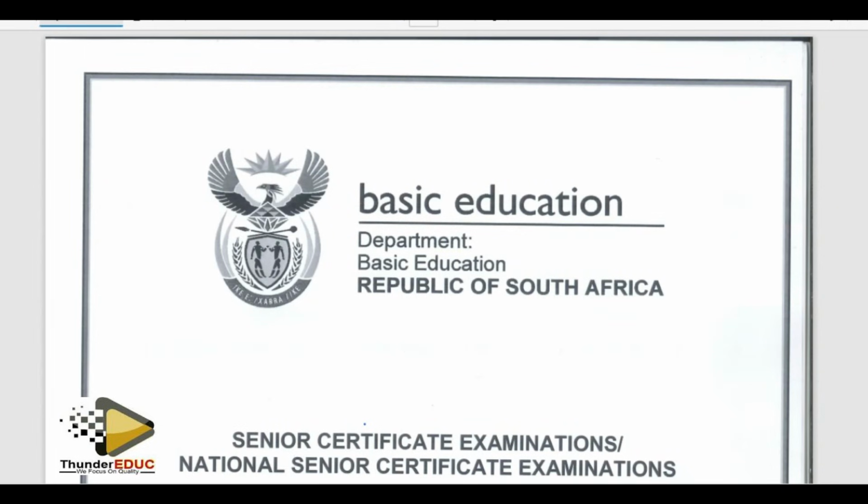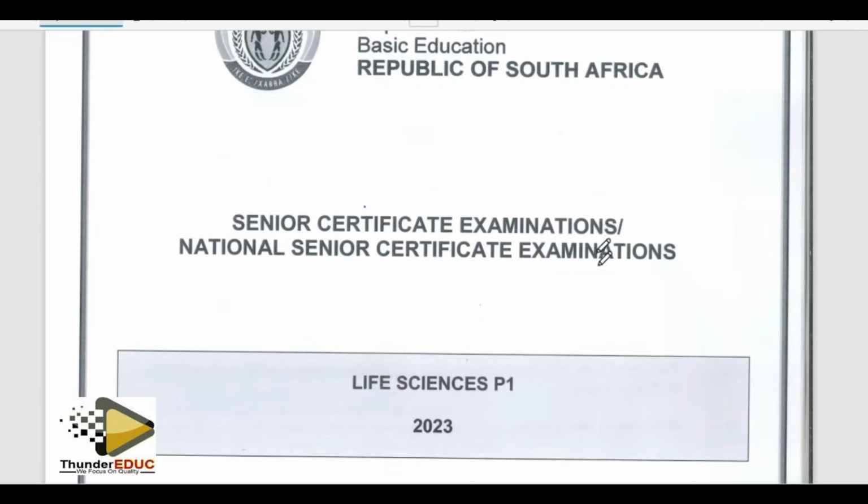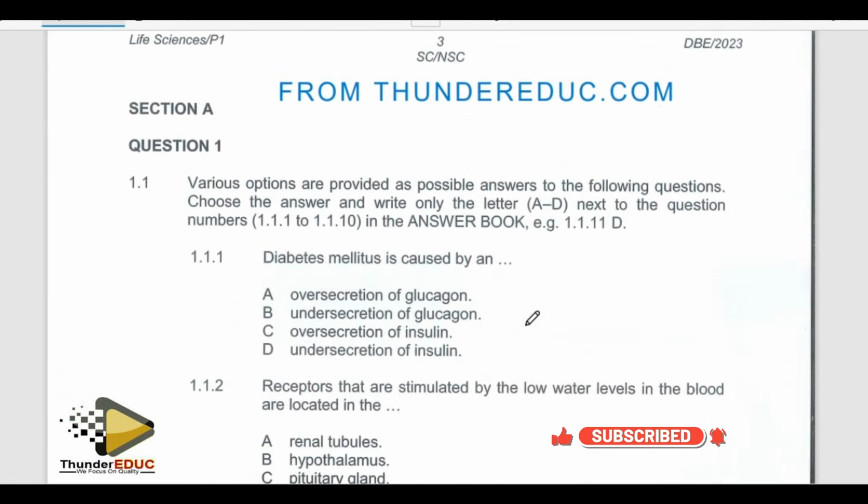We're going to be looking at the final paper for 2023 Life Science. Let's start with the first question, that is section A.